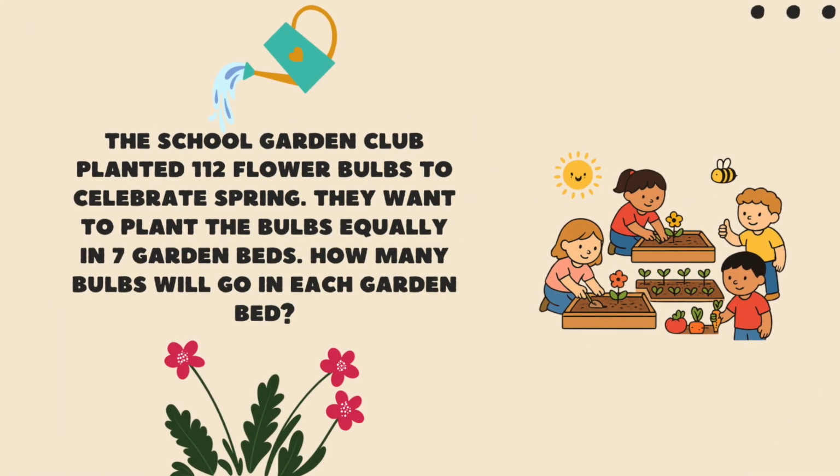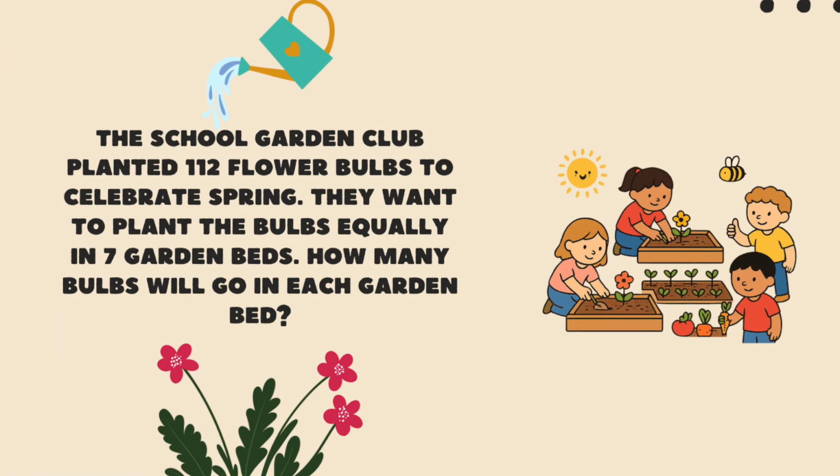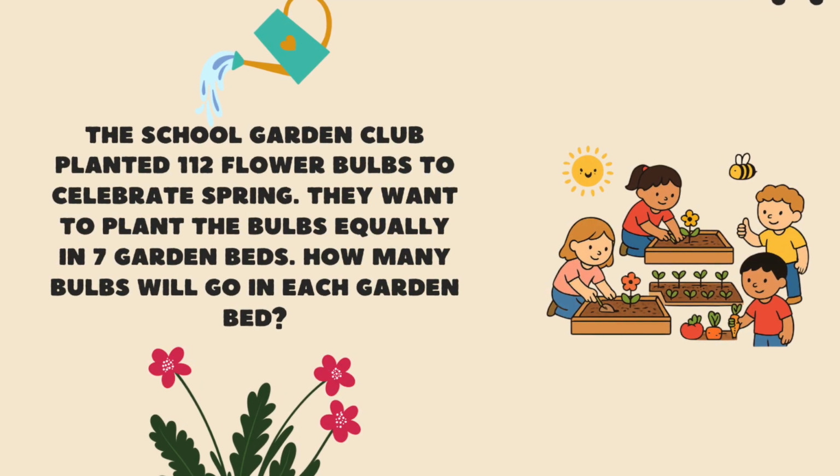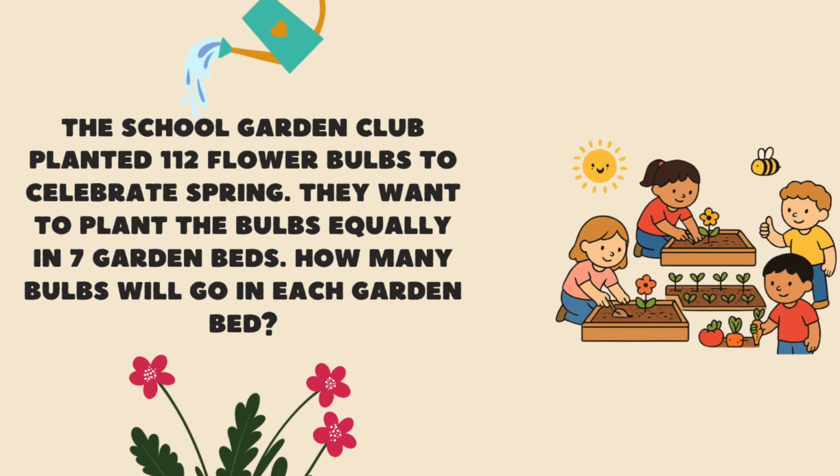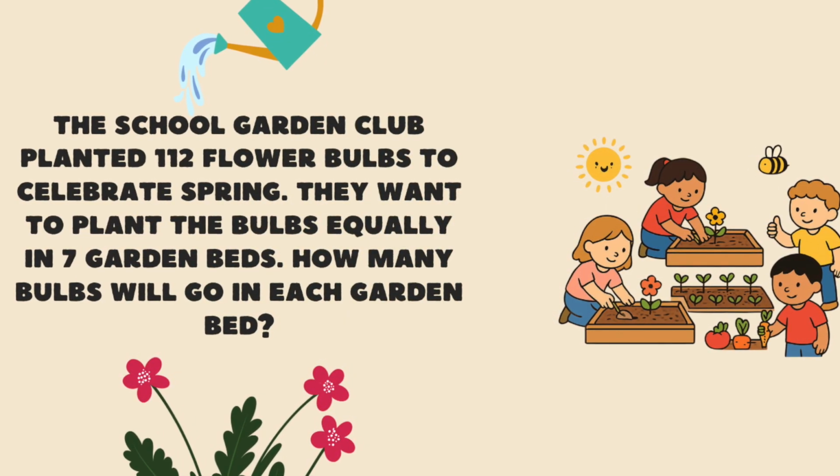The school garden club planted 112 flower bulbs to celebrate spring. They want to plant the bulbs equally in 7 garden beds. How many bulbs will go in each garden bed?